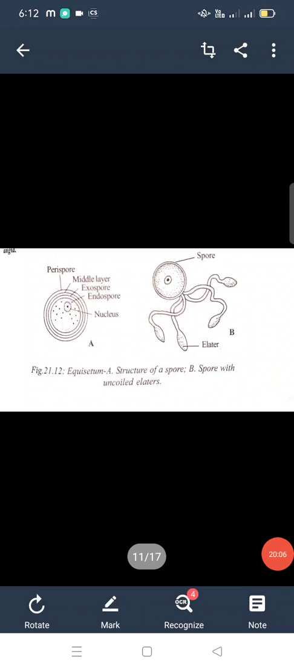In this figure, Equisetum A shows the structure of a spore. It has 4 wall layers: perispore, middle layer, exospore, endospore, and centrally located cytoplasm and nucleus. And in figure B, a spore with uncoiled elaters. So the elaters act as a parachute, and help spores to float in air. Next, sexual reproduction.